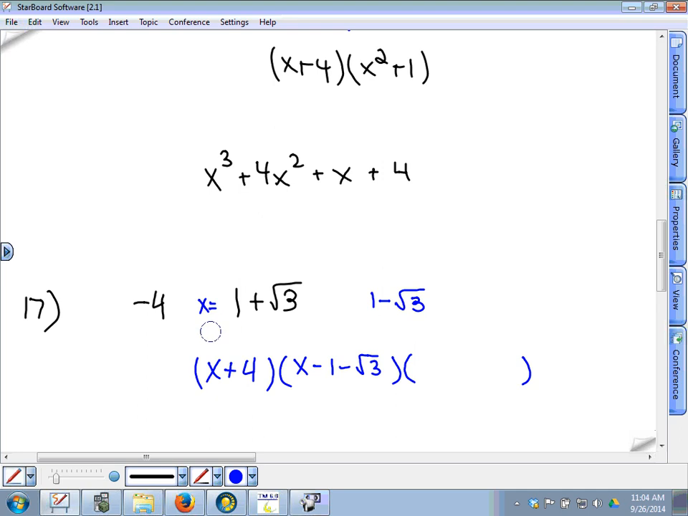To answer your question. So then, if this over here is another x equals 1 minus the square root of 3, then you'd have to subtract the 1, but you would add the square root of 3. So that factor is x minus 1 plus root 3.